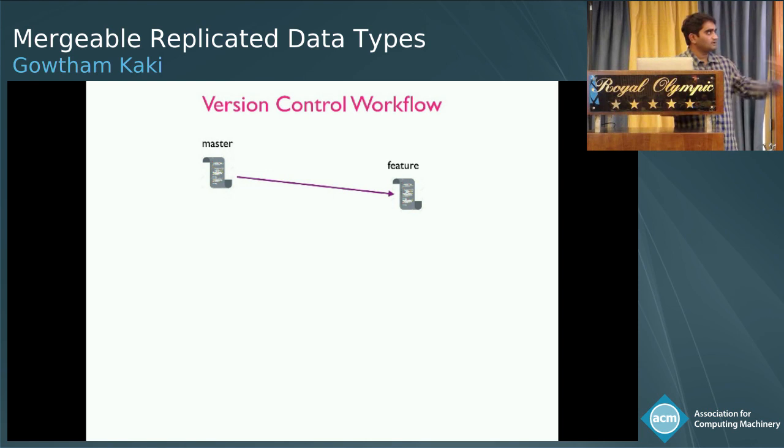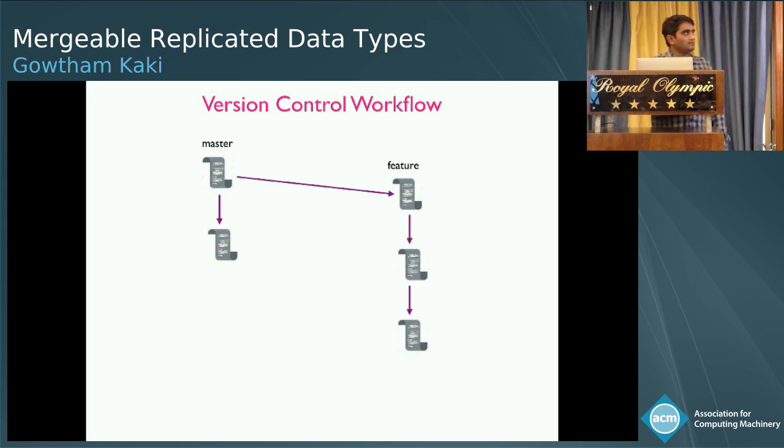Let's say we want to create a new feature, so we fork off a new branch to create the feature. Development proceeds concurrently on both branches. At some point, you might get an unexpected bug report, so you create a bug fix branch to actually fix the bug.